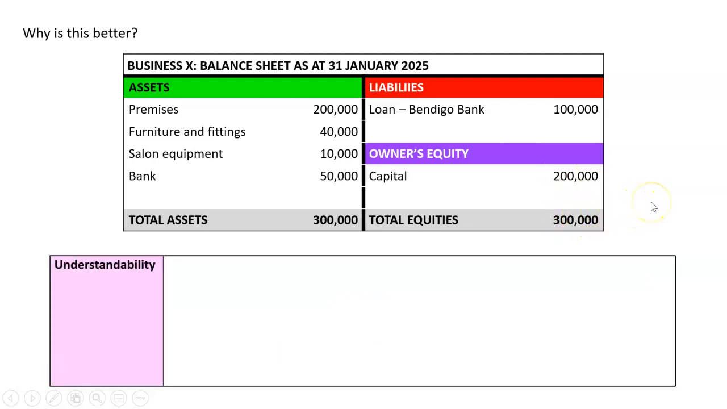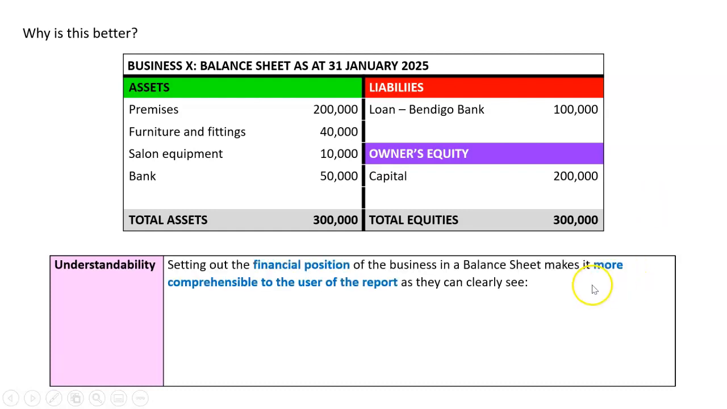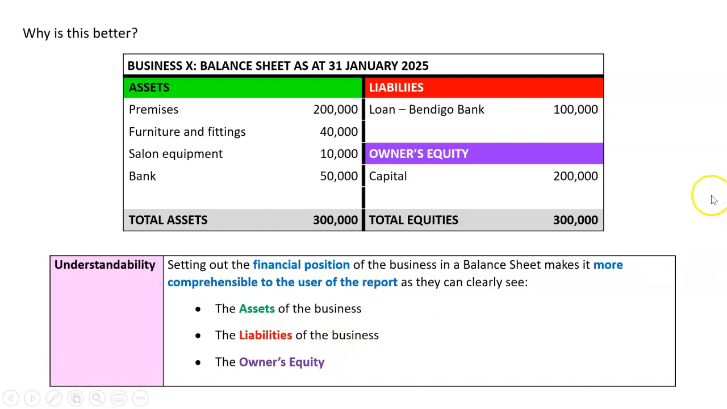So that's good. And lastly, we could say it also fulfills what we call understandability, which means that someone reading this, the user of the report, finds this a more comprehensible and understandable report than just having a list of items or just the accounting equation. So they can clearly see now and understand what the assets of the business are, what the liabilities are, and therefore what the owner's equity of the business is too.